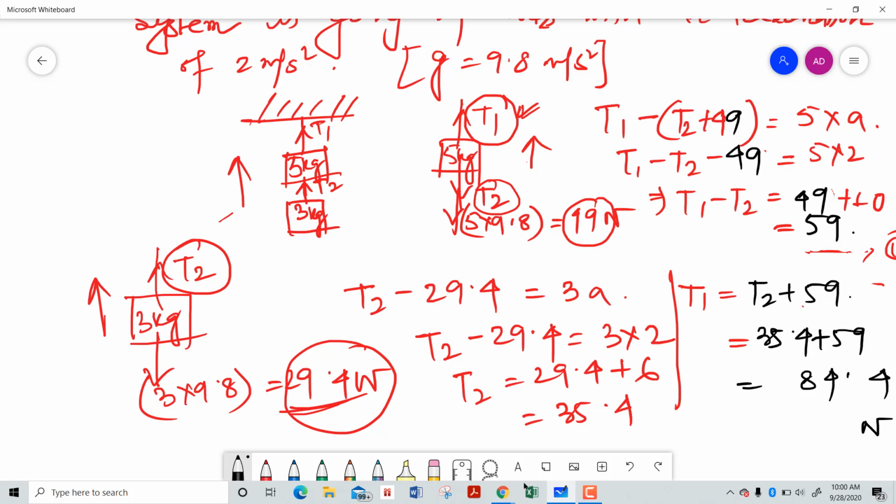Nilim, there is a small mistake you also have in T1. It should not be 45.4, because if you analyze the case of 5 kg as well as 3 kg, T2 equals 35.4 but T1 equals 84.4 Newton. Is it understandable, everyone? Is there any doubt from this question?